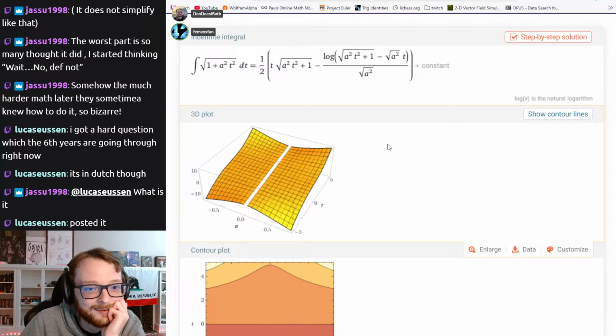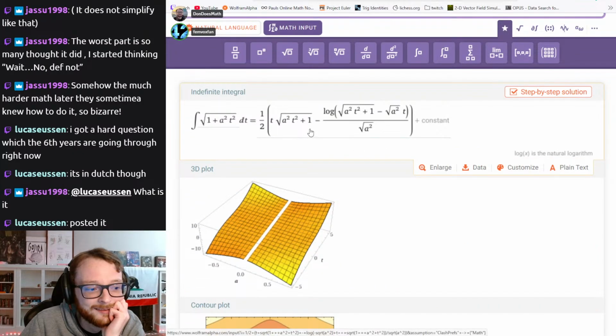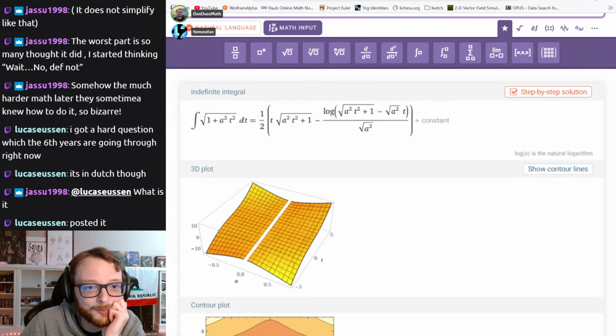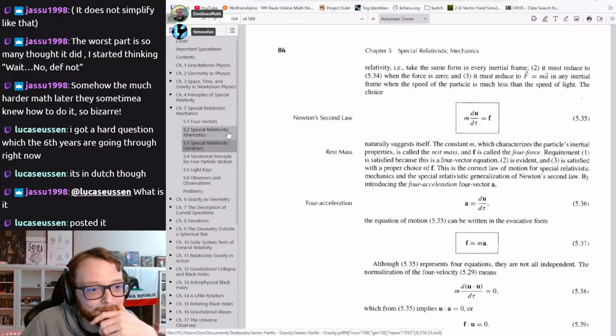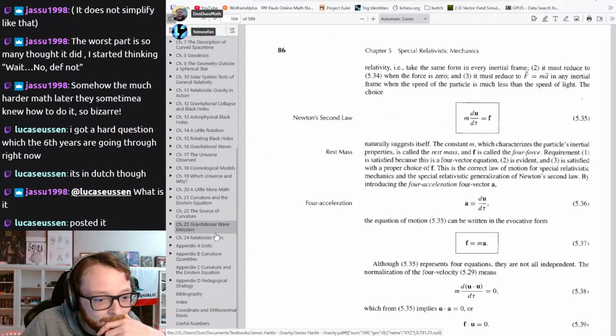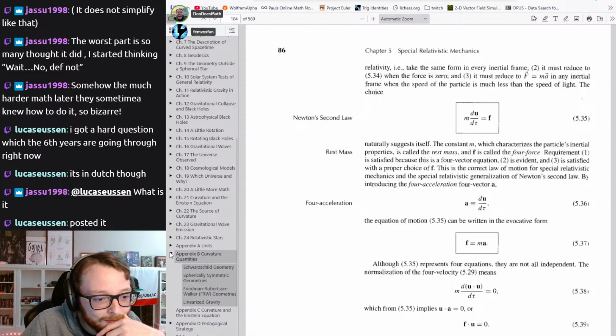So how do you integrate a 4 vector? Do you just integrate component-wise? That's what I'm assuming, yeah. Is there a hyperbolic sub you can do here? Is that what they really want? Do they give us a table of integrals?